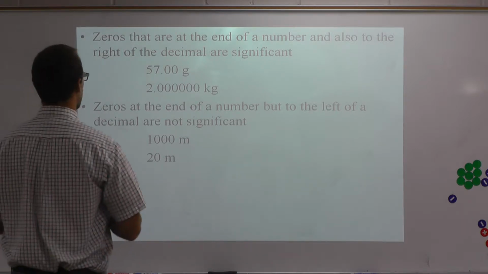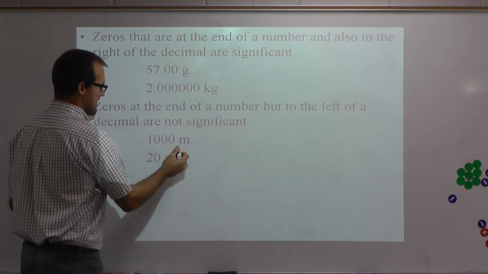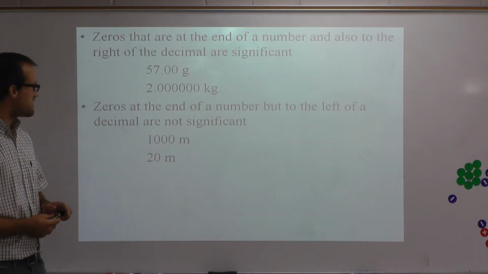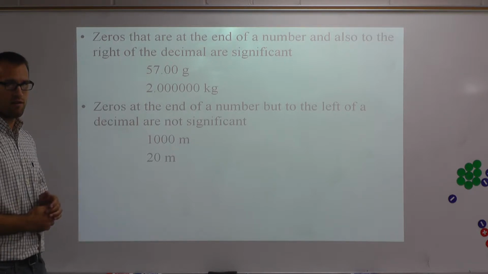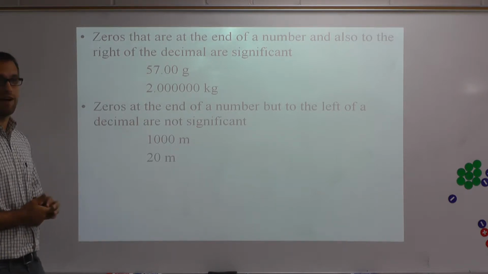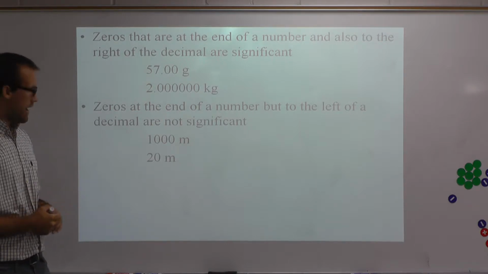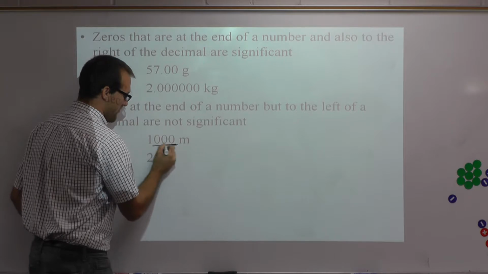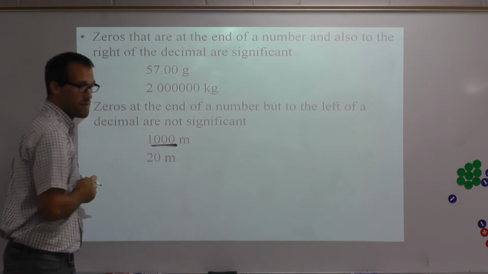First off, are these zeros at the end of the number just like these zeros are at the end of the number? Yes, they're at the end of the number. They're on the right of the number, right? But they're in a different spot in relation to what? The decimal.